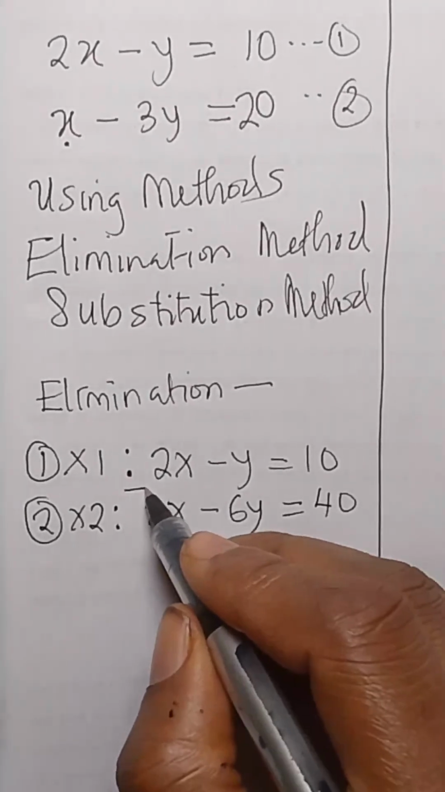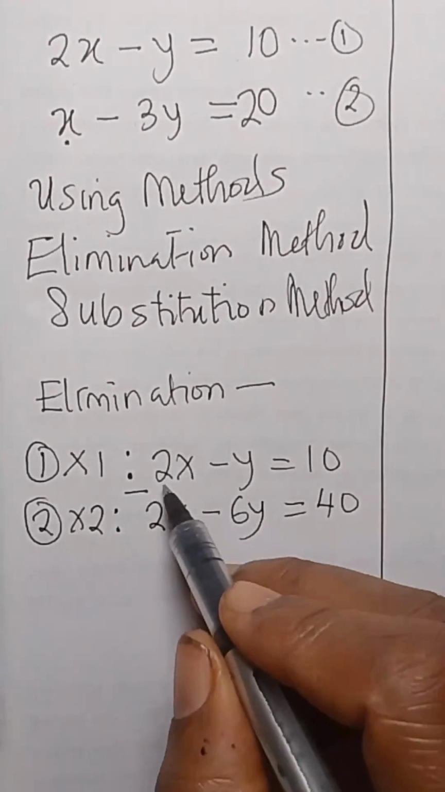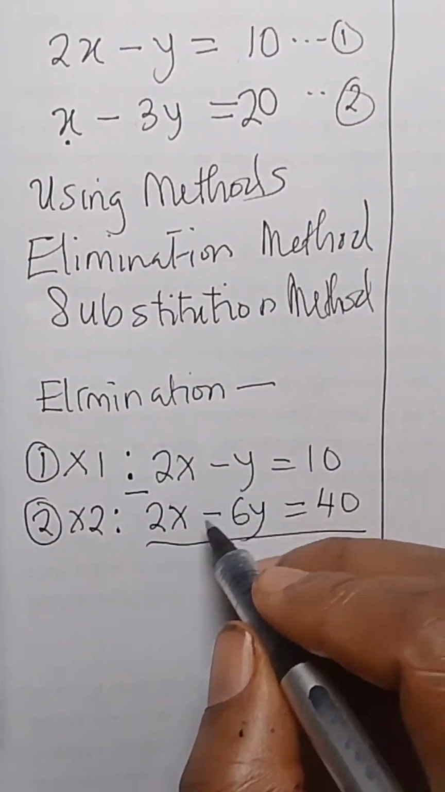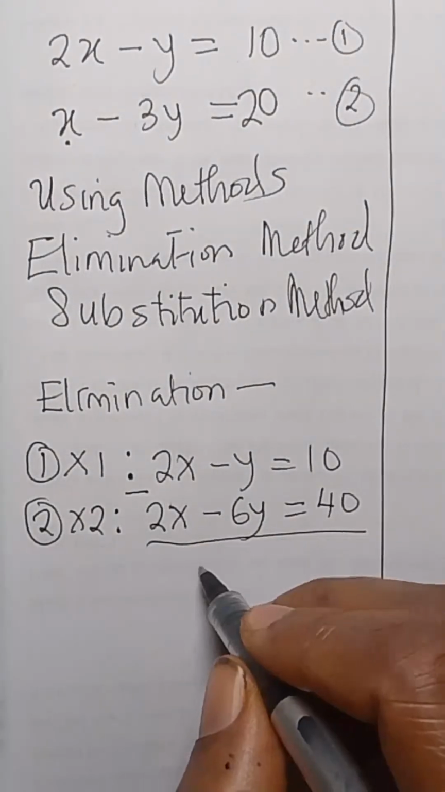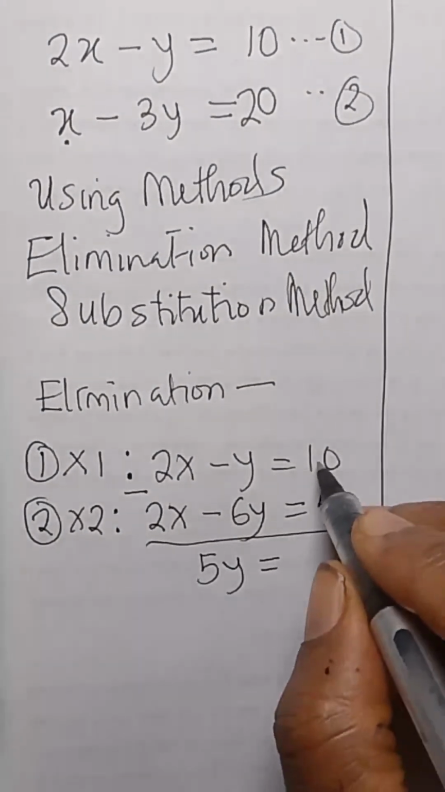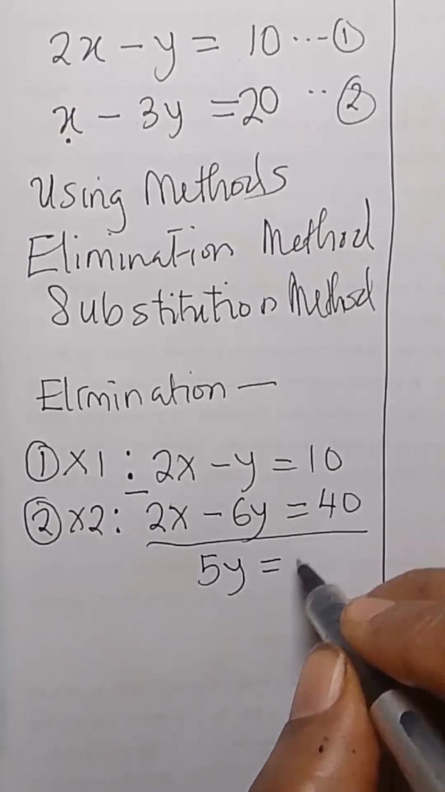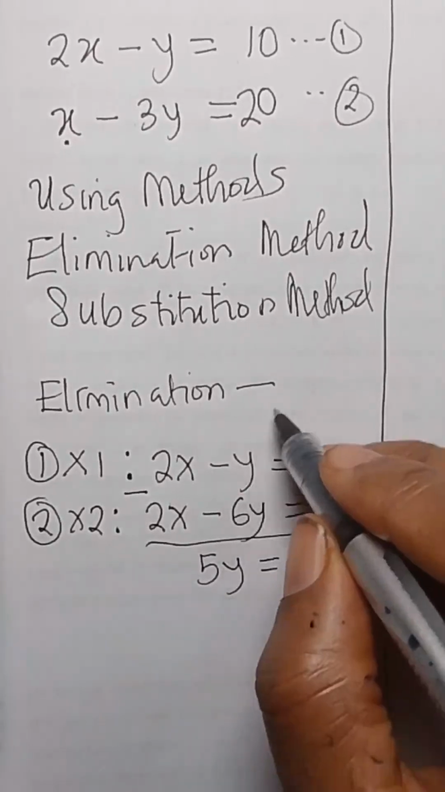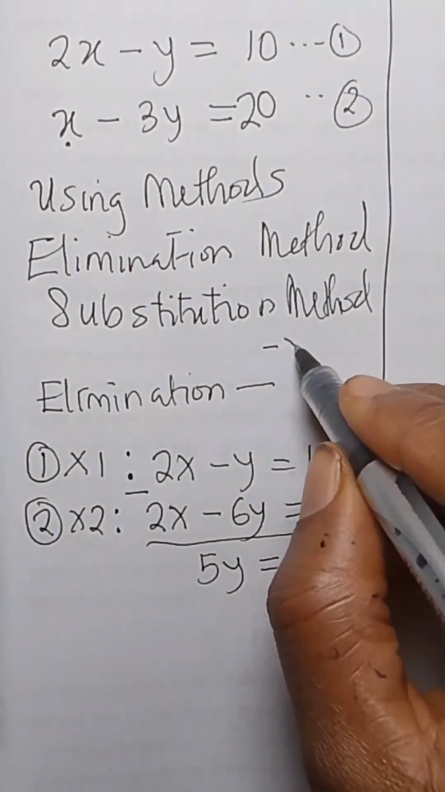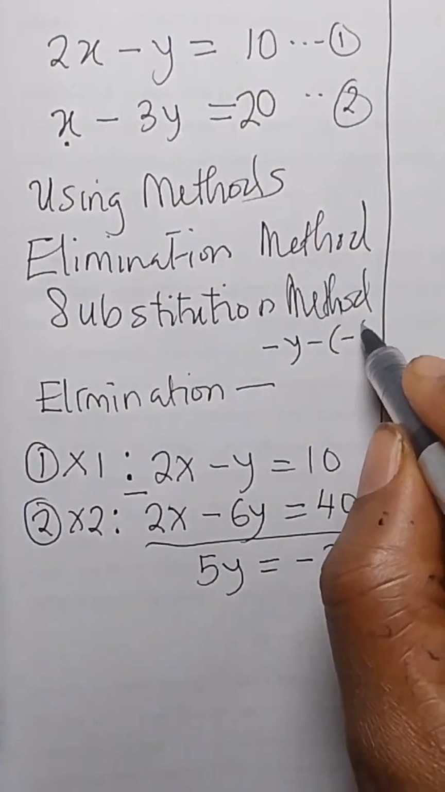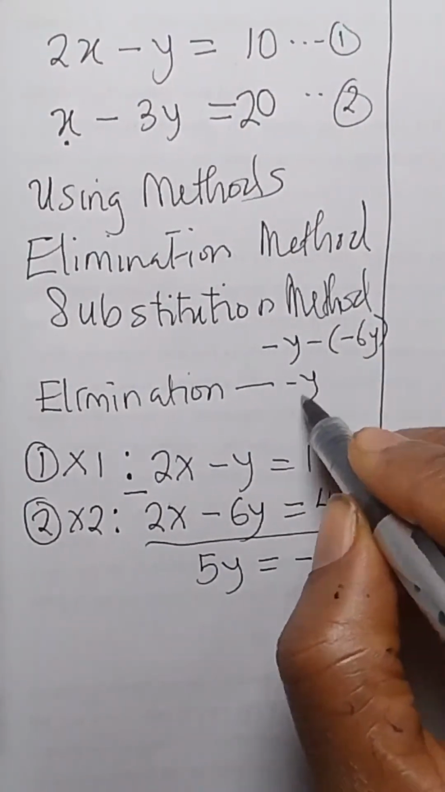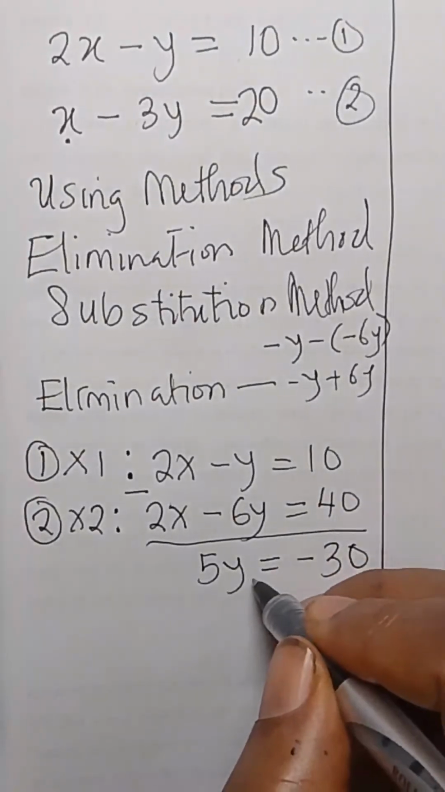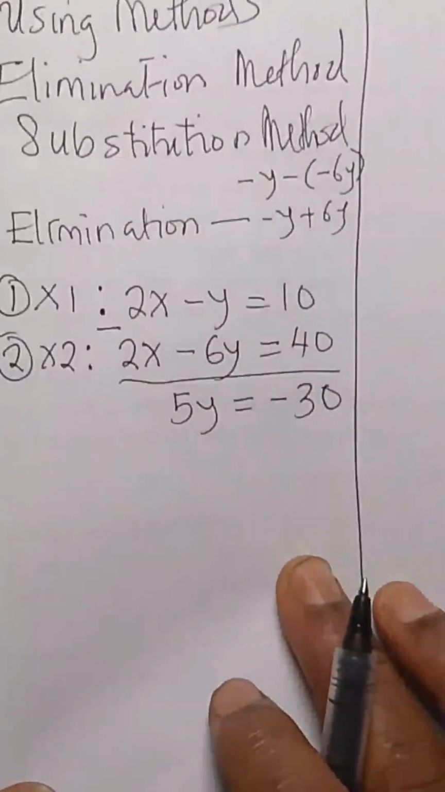We can now subtract. When we subtract, then this will clear. 2x minus 2x will give us 0. Now here we have minus y minus 6y. Minus y minus minus 6y, that is plus 6y. So it's 6y minus y will give us 5y equals to 10 minus 40, which will give us minus 30.